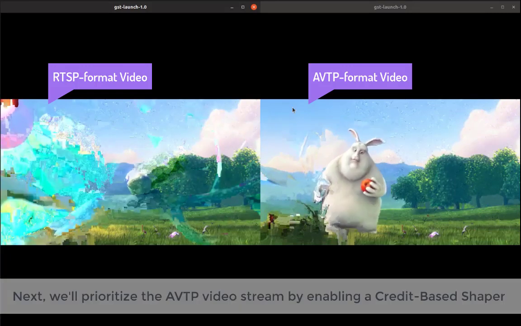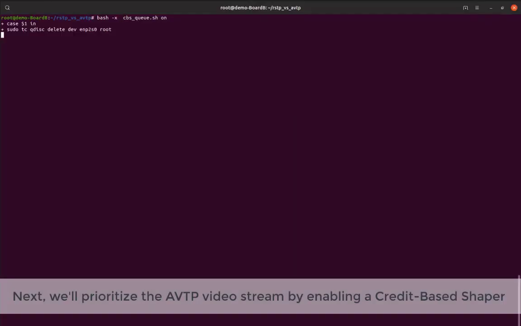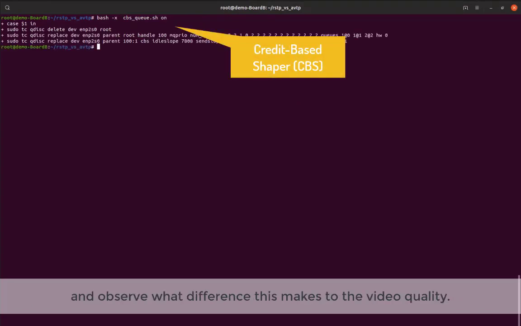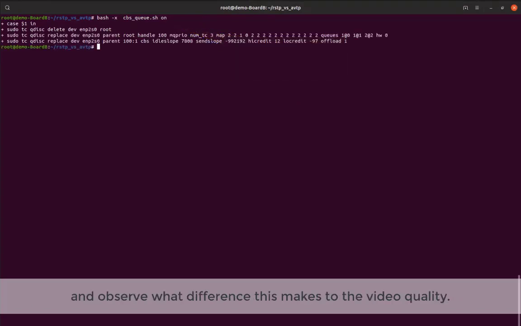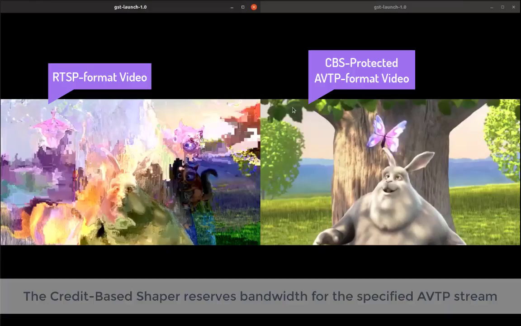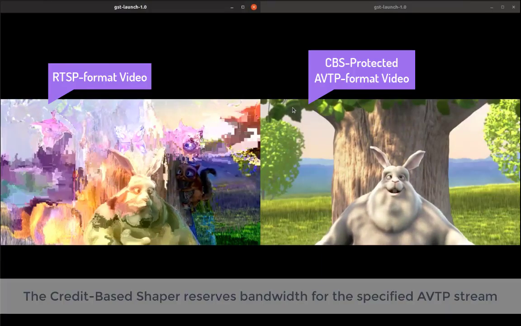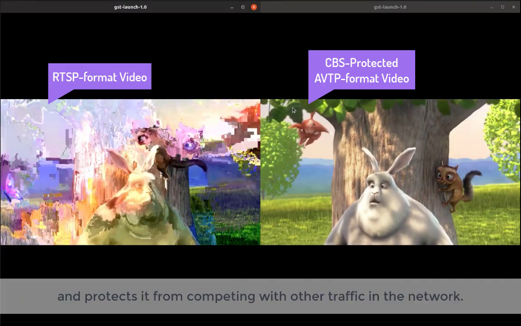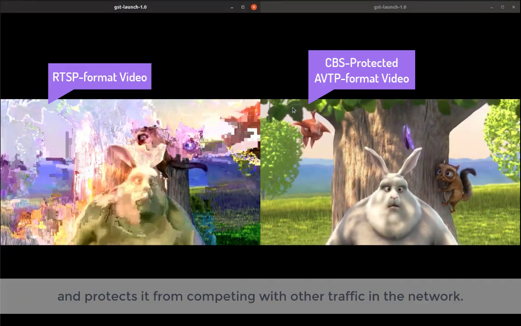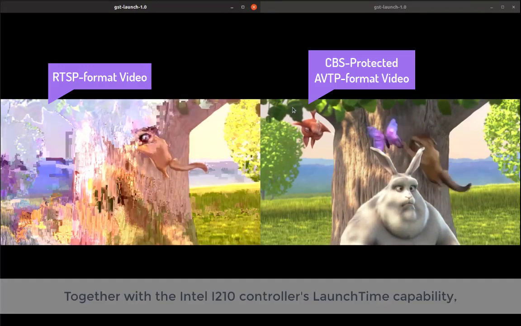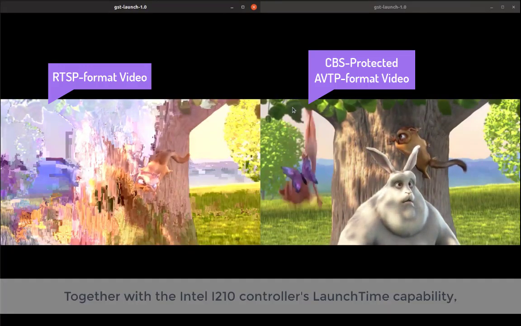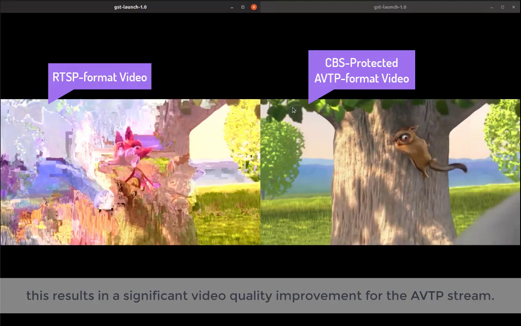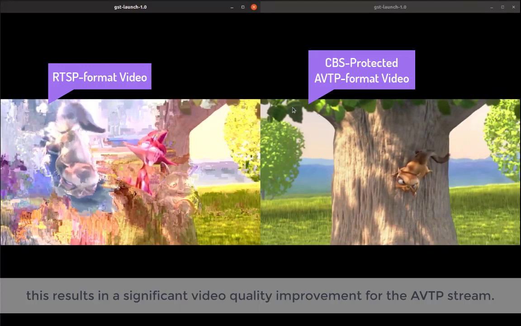Next, we'll prioritize the AVTP video stream by enabling a credit-based shaper and observe what difference this makes to the video quality. The credit-based shaper reserves bandwidth for the specified AVTP stream and protects it from competing with other traffic in the network. Together with the Intel I210 controller's launch time capability, this results in a significant video quality improvement for the AVTP stream.